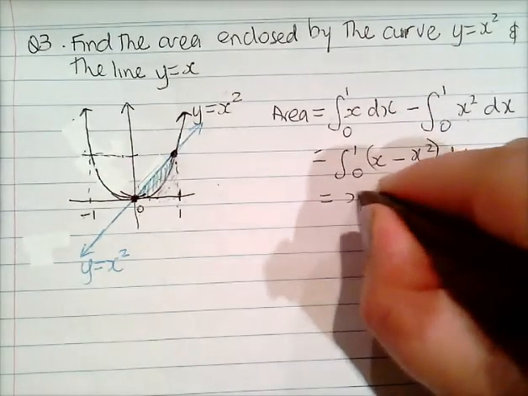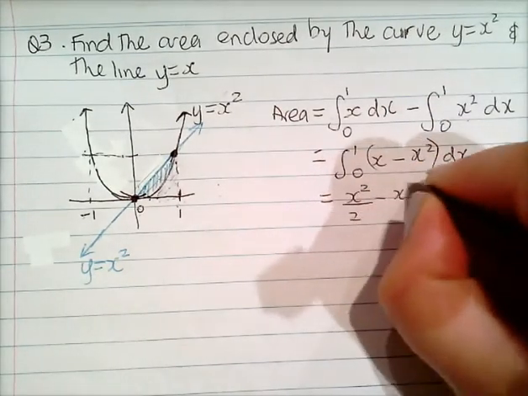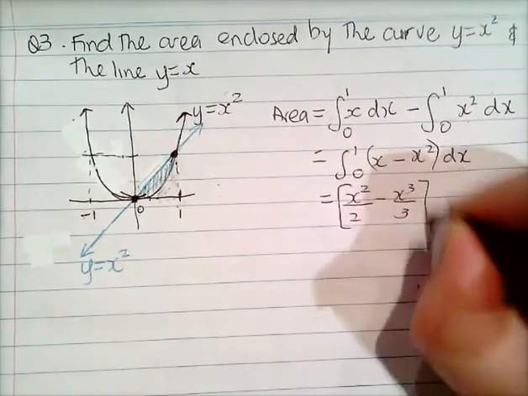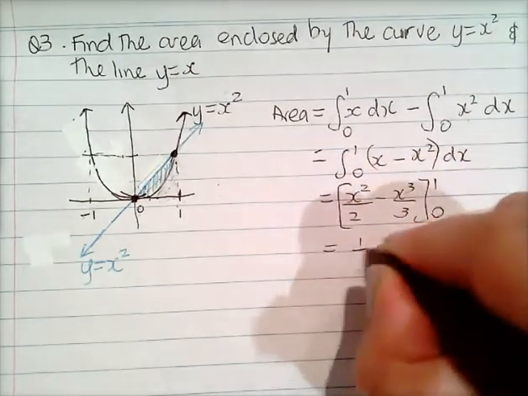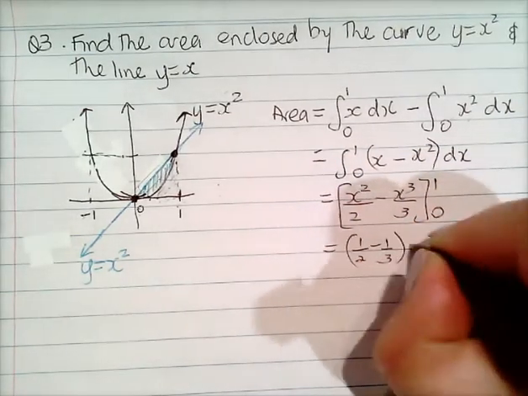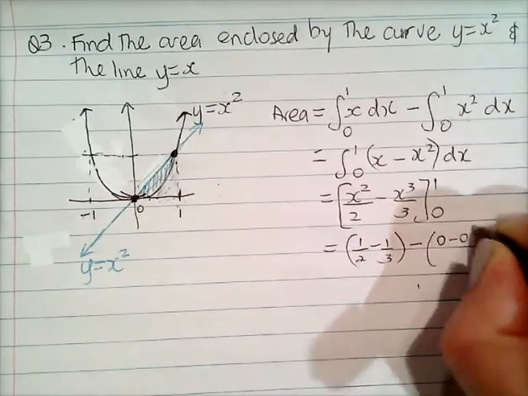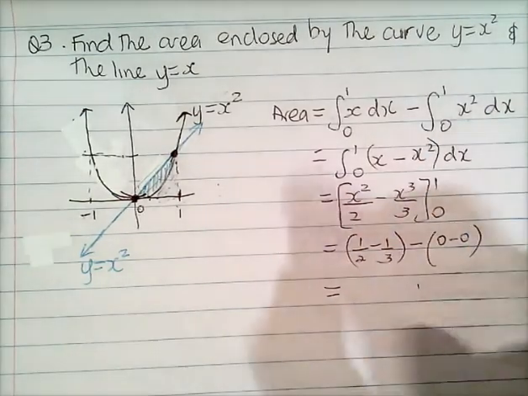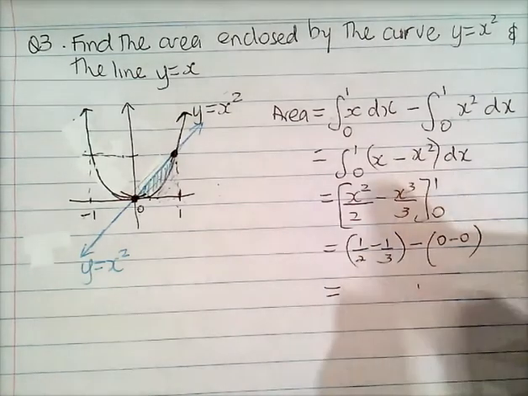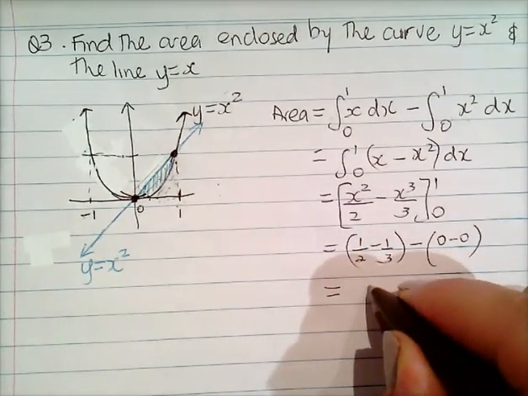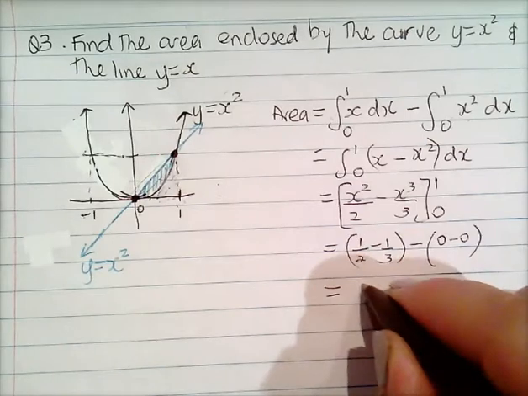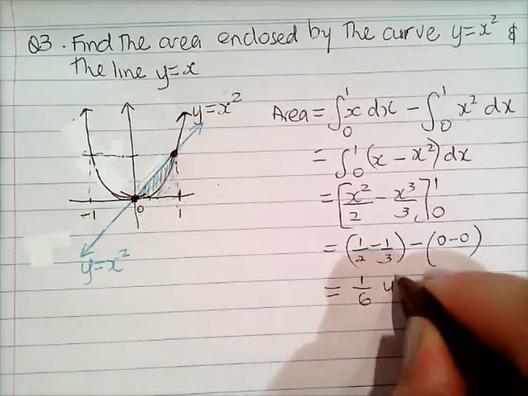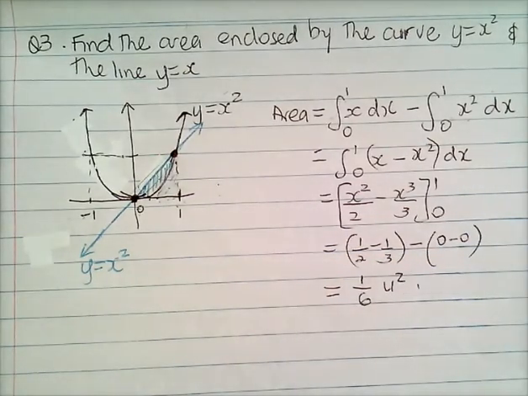Now to integrate, we get x squared over 2 minus x cubed over 3 between the values of 1 and 0, which gives us a half minus a third, take away 0 minus 0. And we get a half minus a third is 1/6, because it's 3/6 minus 2/6. Yes, it's 1/6 units squared. And that is question 3.